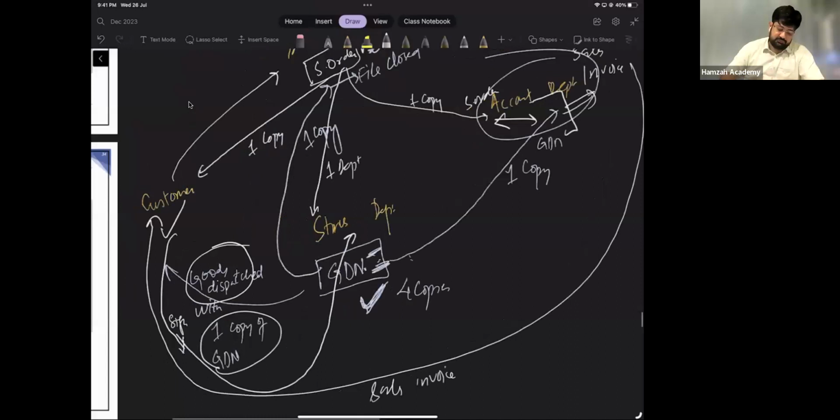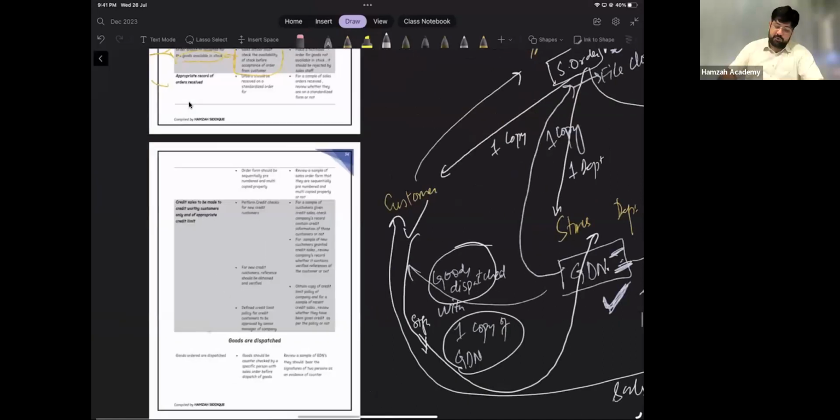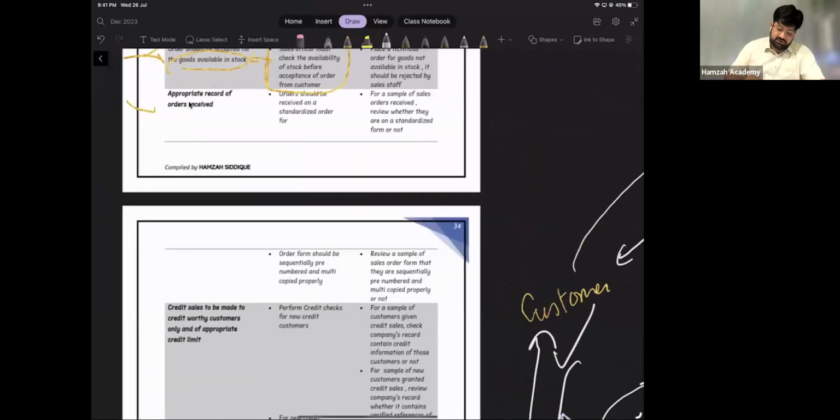Now, come to the appropriate record of order received. How to achieve it? On a standardized order form. The order form should be sequentially pre-numbered so that it is not misplaced.